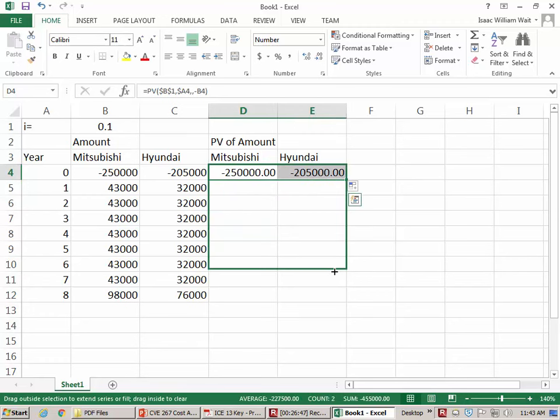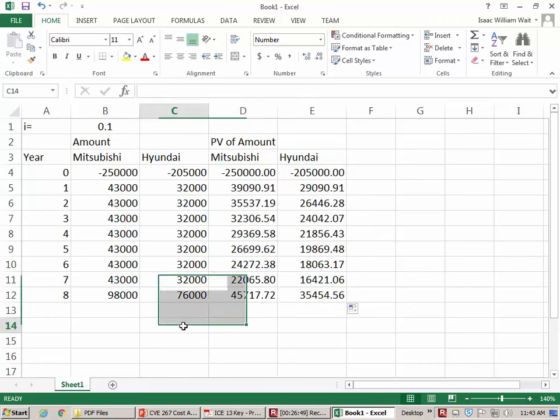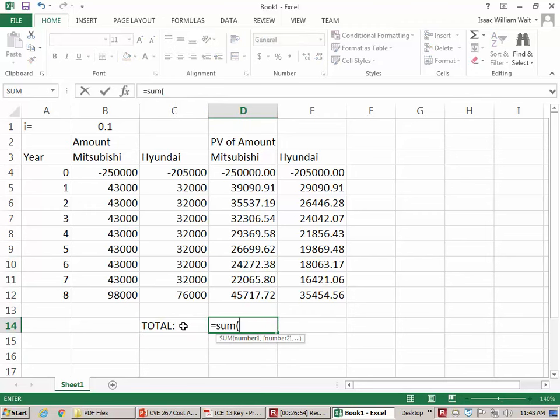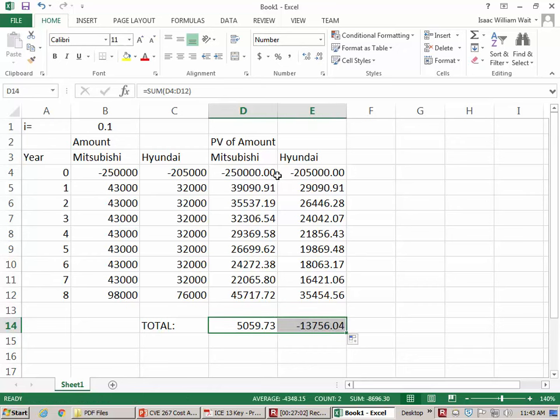So now we can drag it all the way down, and our technique here is to find the total by summing up, and that's what we get. Now, it's a little bit different from what you calculated. Why? How come when we did it on paper it was $5,058.20, and this is $5,059.73? Yeah?